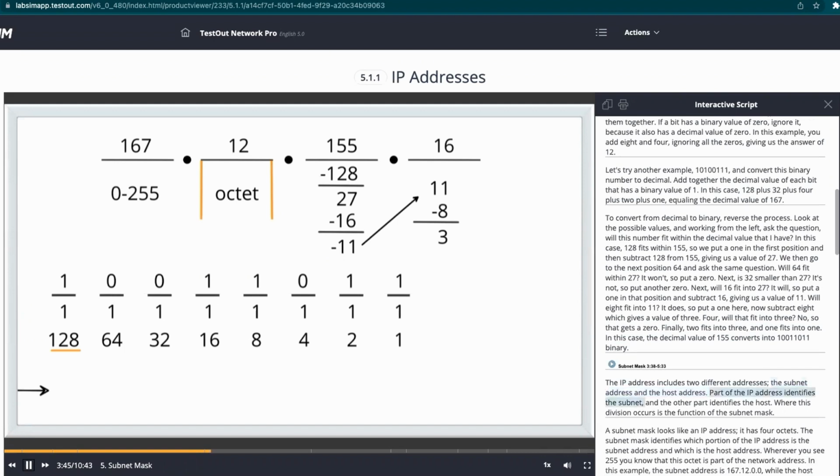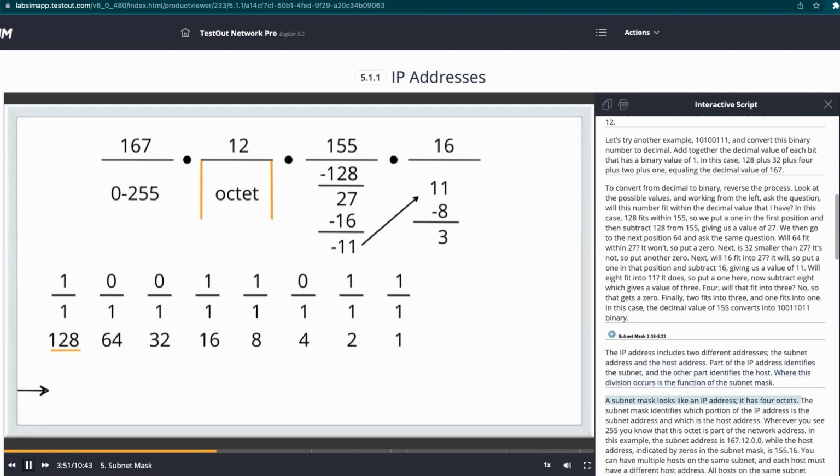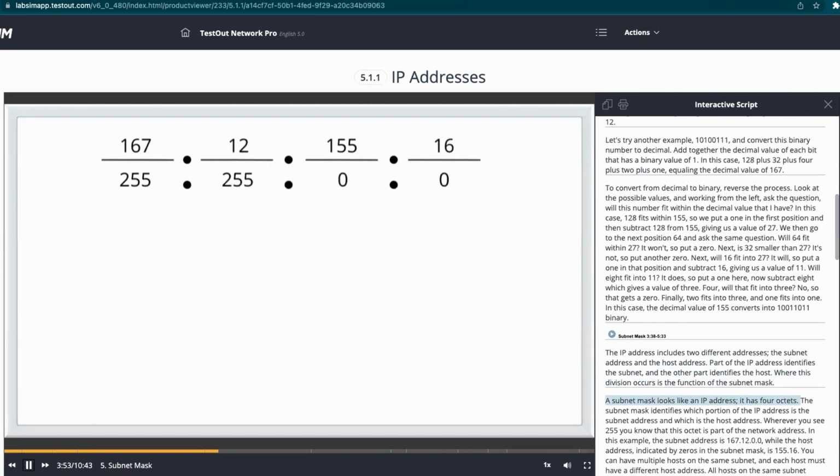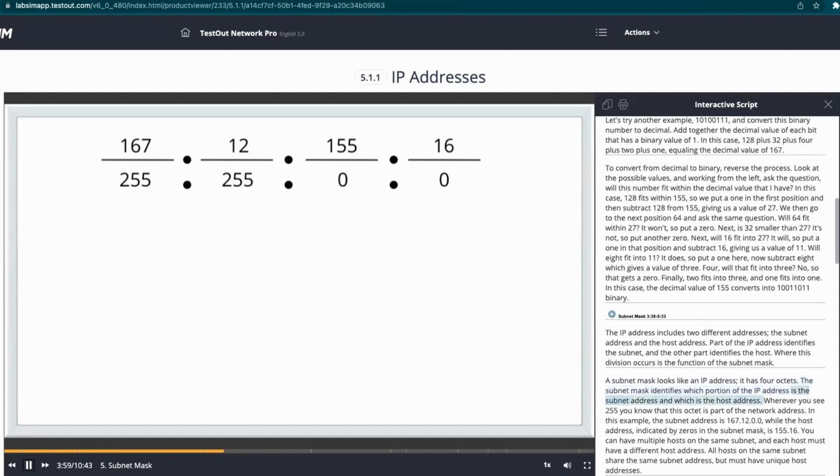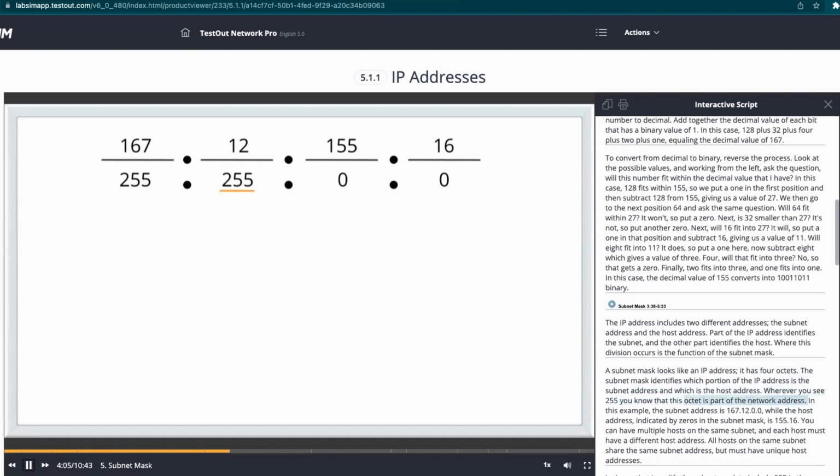The IP address actually includes 2 different addresses, the subnet address and the host address. Part of the IP address identifies the subnet and the other part identifies the host. Where this division occurs is the function of the subnet mask. A subnet mask looks like an IP address. It has 4 octets. The subnet mask identifies which portion of the IP address is the subnet address and which is the host address. Wherever you see 255, you know that this octet is part of the network address.